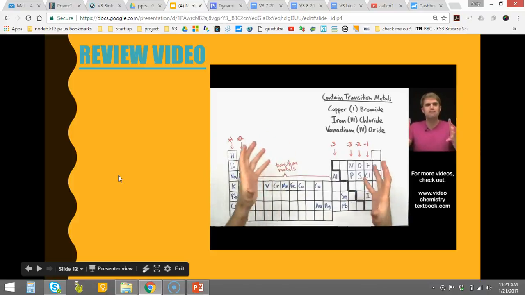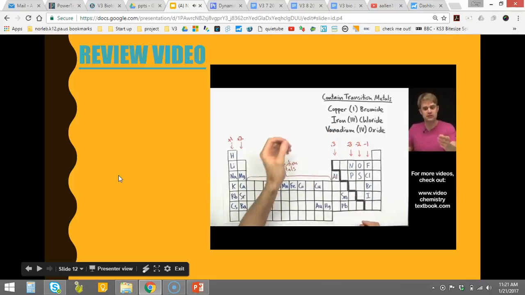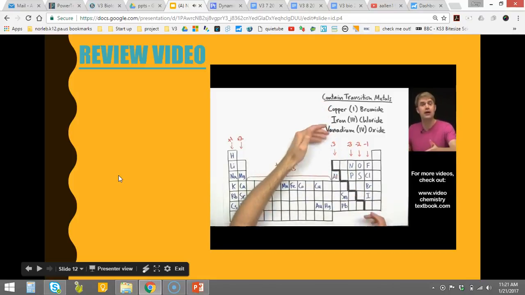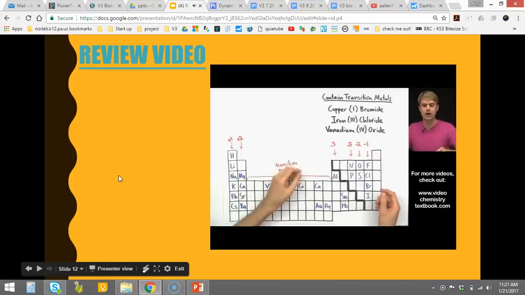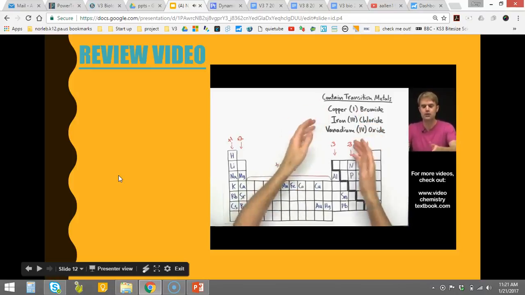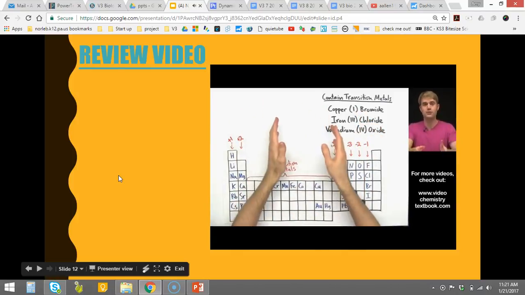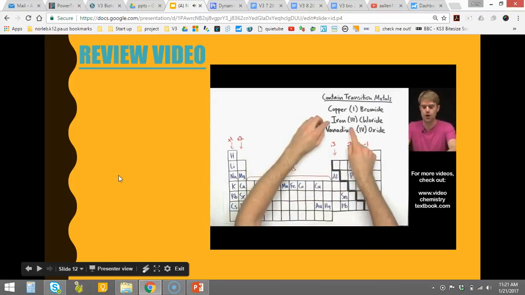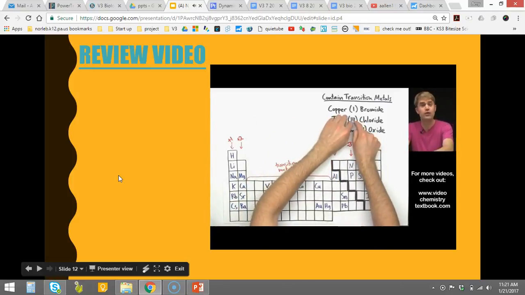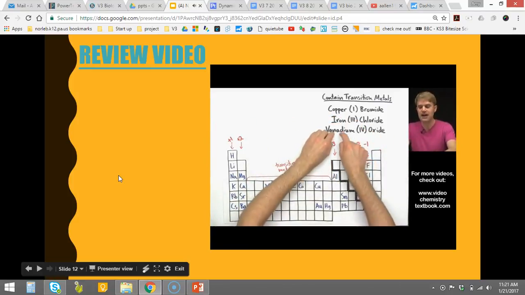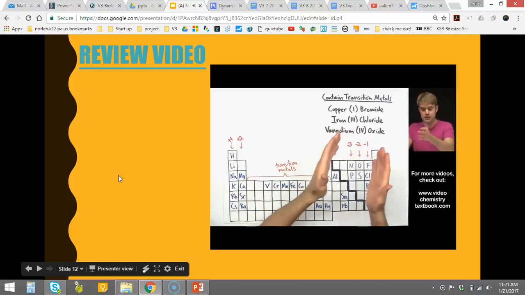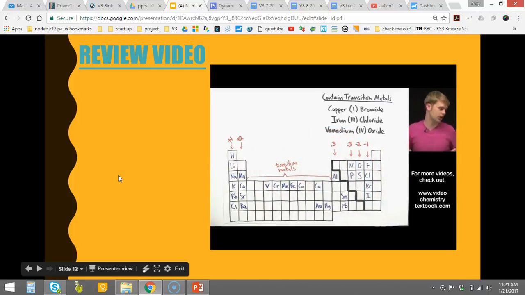So we kind of need to pin down the specific ion that we're talking about in each one of these compounds, right? So we put this 1 here to say we're talking about copper 1+, because copper could make other ions. We're talking about iron 3+ here. We're talking about vanadium 4+, because they could be a variety of different ions.